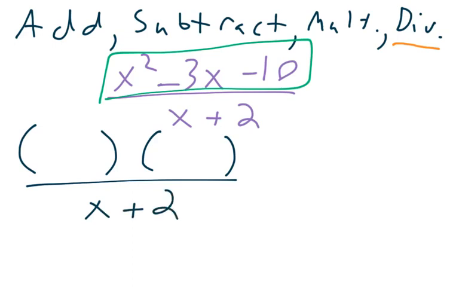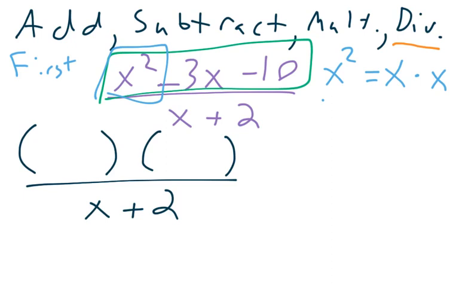So I've got to ask myself, what in the world do I multiply together to get x squared? The only way to get that is just to go x times x. And so to get this term, that is when I multiply the first terms in the parentheses together. So these have to be x and x.